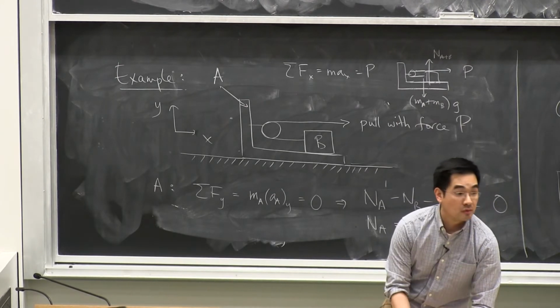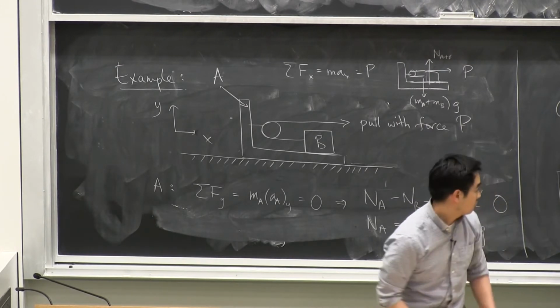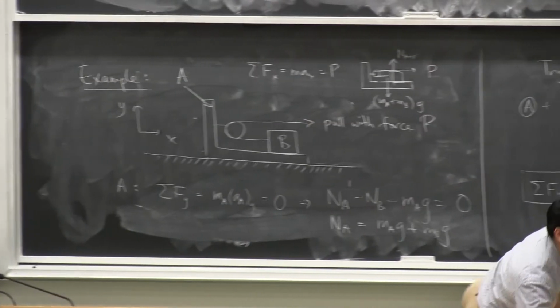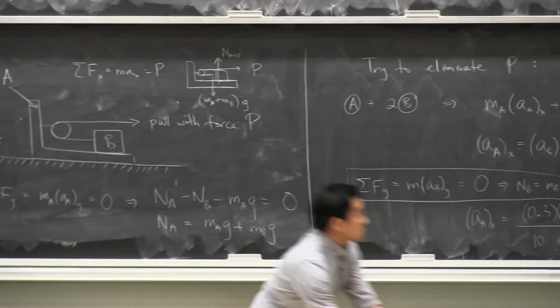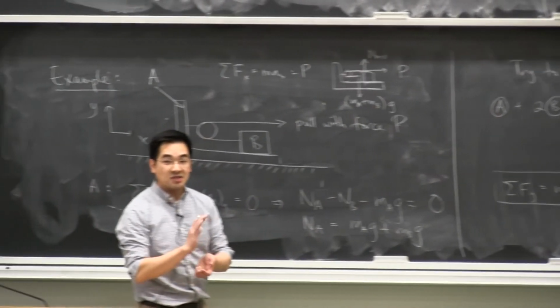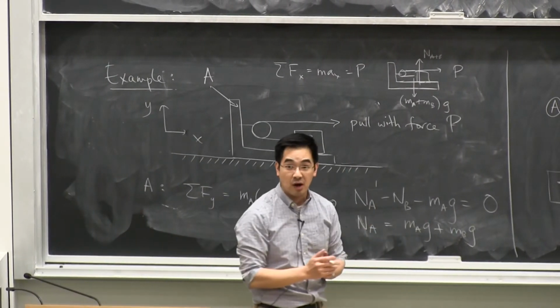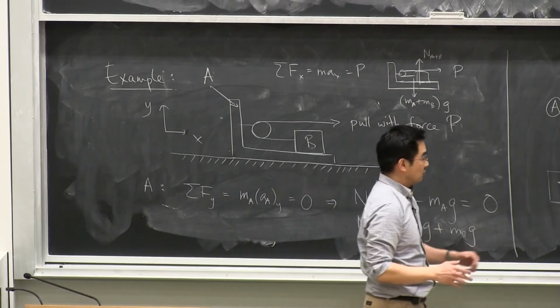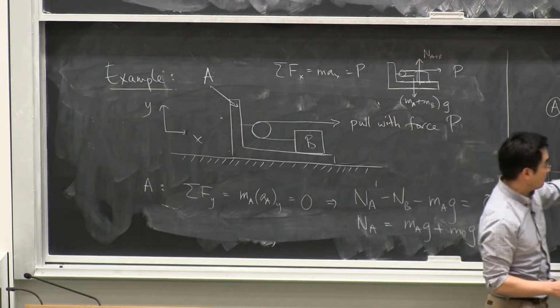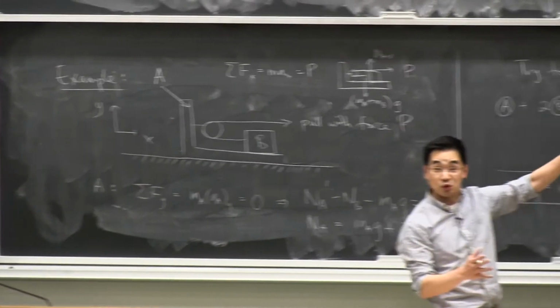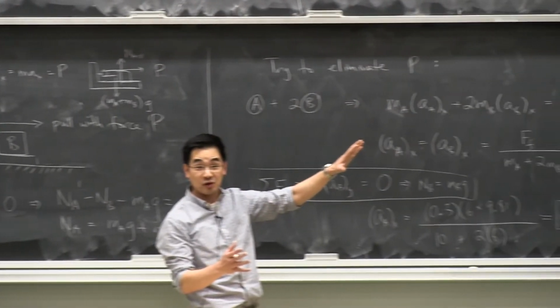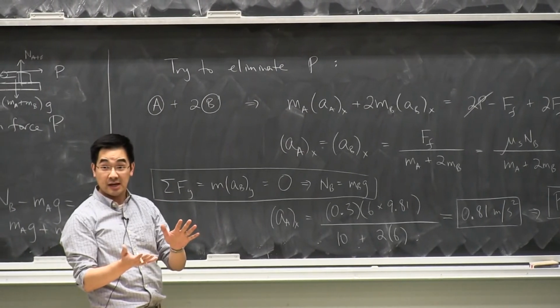Okay, one more question. Does the acceleration of A and the acceleration of B have to be the same in order for us to solve this problem? The answer is, in this particular case, yes, it has to be the same because we established that the two blocks have to be moving together with no sliding between them.